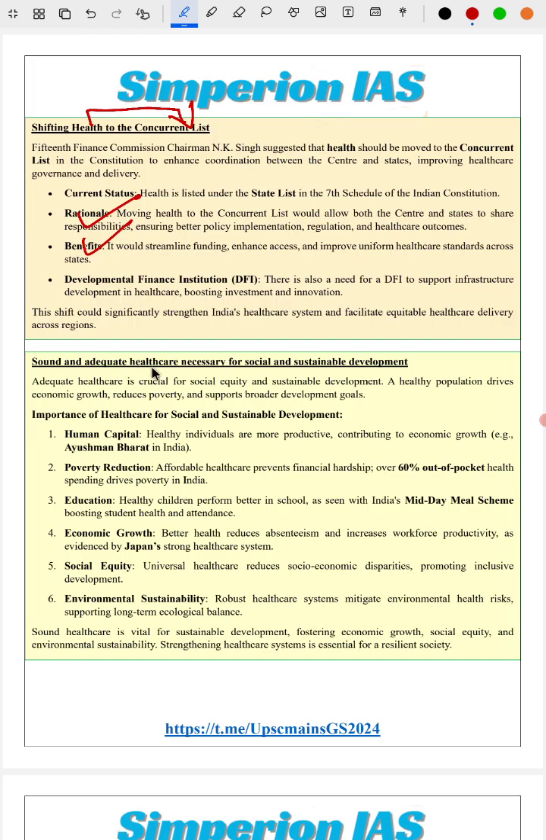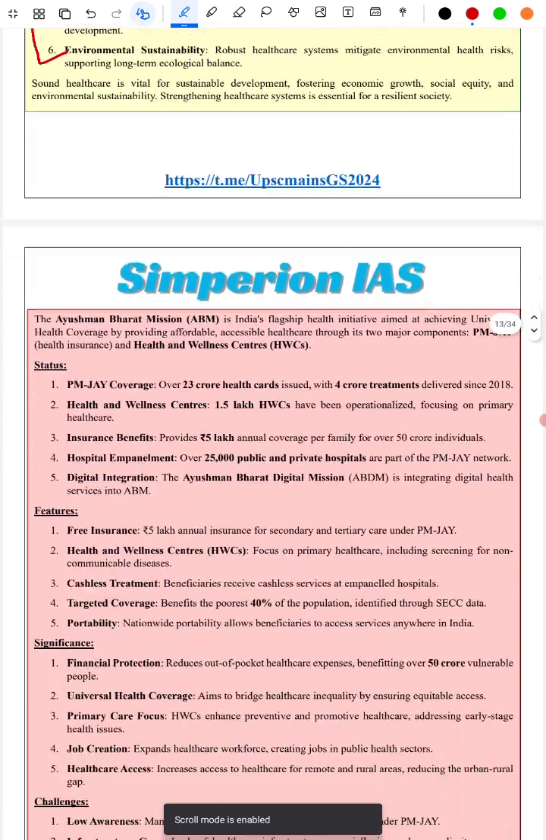Next is sound and adequate healthcare is necessary for social and sustainable development. So why is good healthcare necessary for the social and sustainable development of society and India? We have given 6 points again regarding that. You can please go through that.